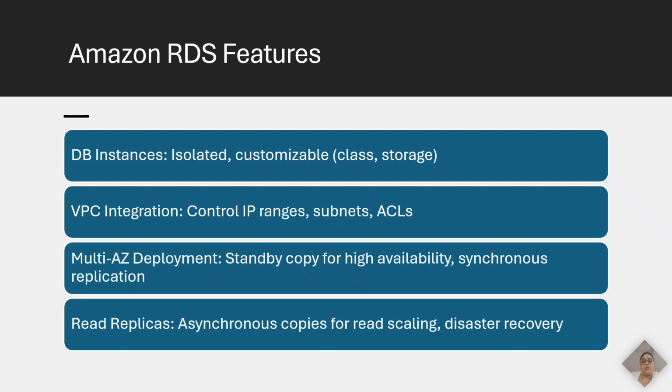For high availability, multi availability zone deployments create a standby copy in another availability zone, synchronously replicating transactions to minimize data loss during failures or maintenance. If the primary fails, RDS automatically fails over using the DNS endpoint, so no code change is needed.